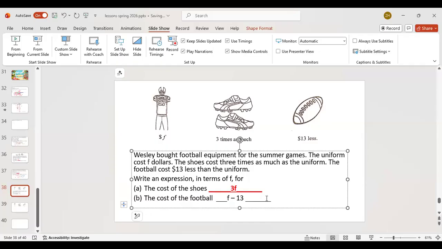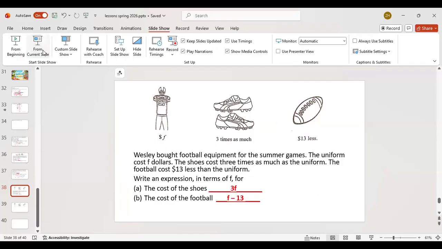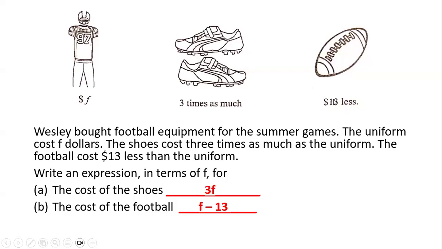Do you all understand why it's minus and not addition this time? Yes, sir. Okay. Why is it minus and not addition? Because it's less than. It has less than the uniform. Very good. It's $13 less. I see you, Reagan. So it's gonna be F minus 13. It's $13 less than the uniform.